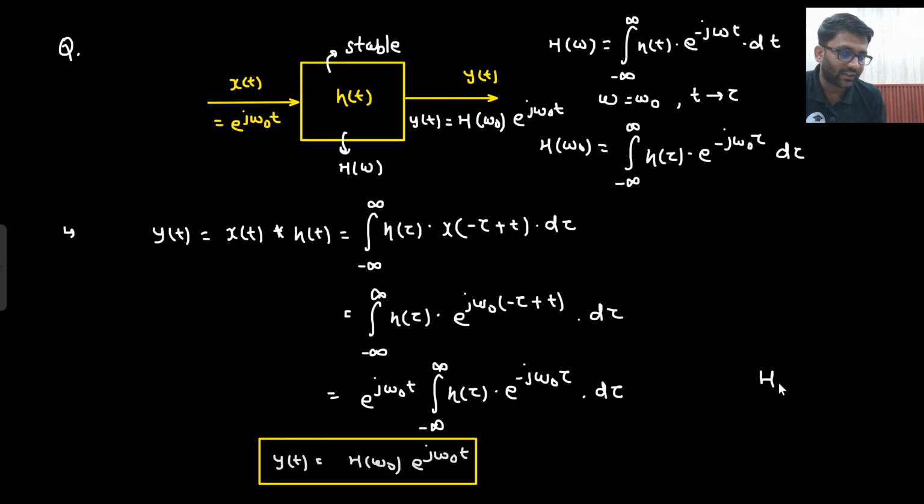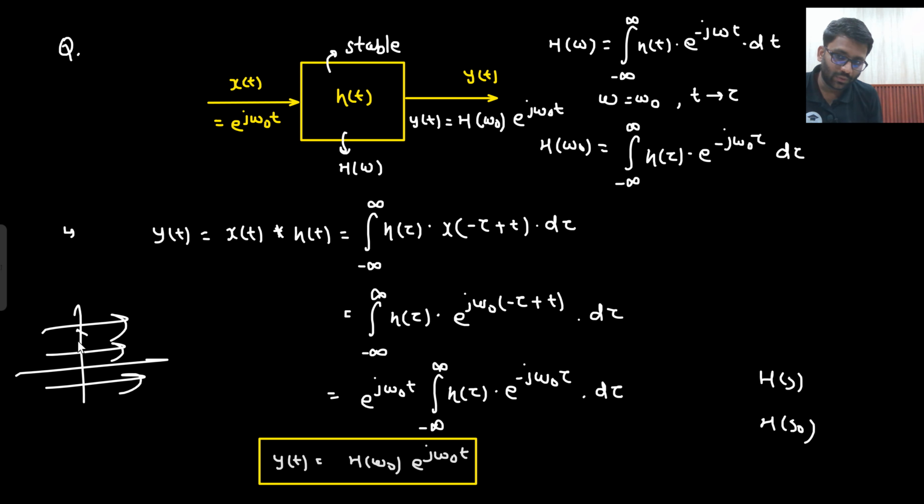But in case of H of s, if you are putting s naught, at that time you are thinking that s naught should lie in the region of convergence. But here, H of omega will be defined only when the ROC includes the j omega axis. That means surely j omega naught, minus j omega naught, or j 2 omega naught, or anything, will be in the region of convergence. Then only H of omega will be defined.